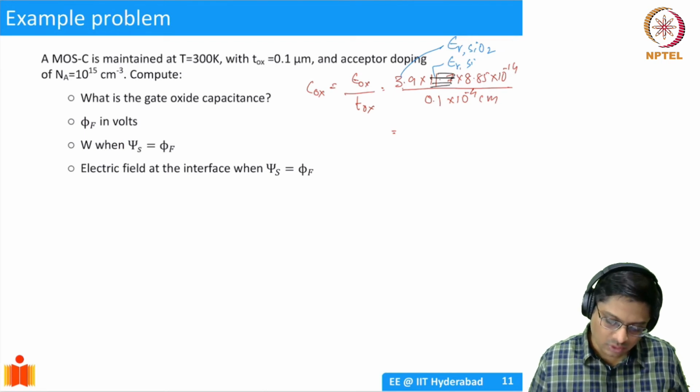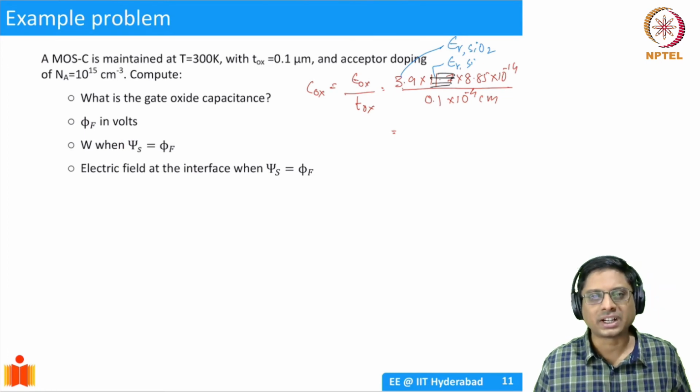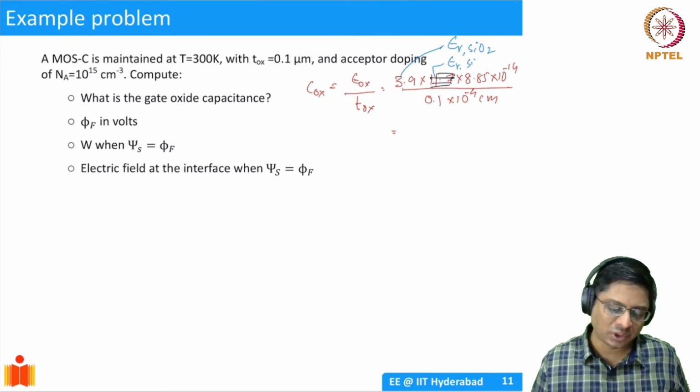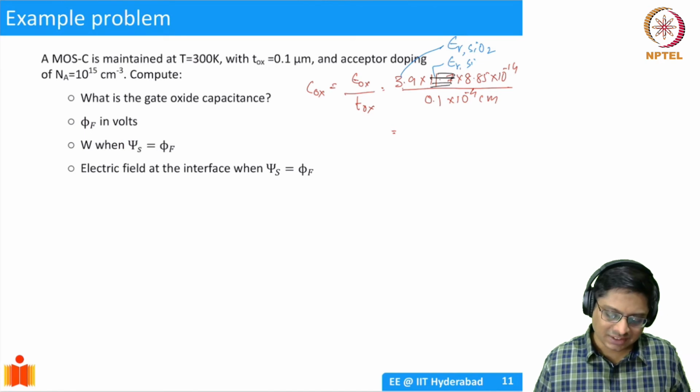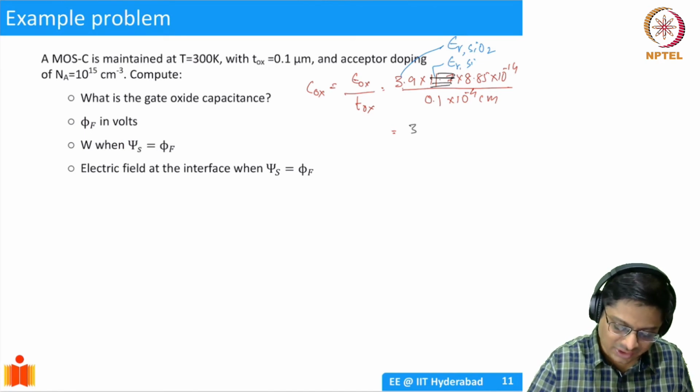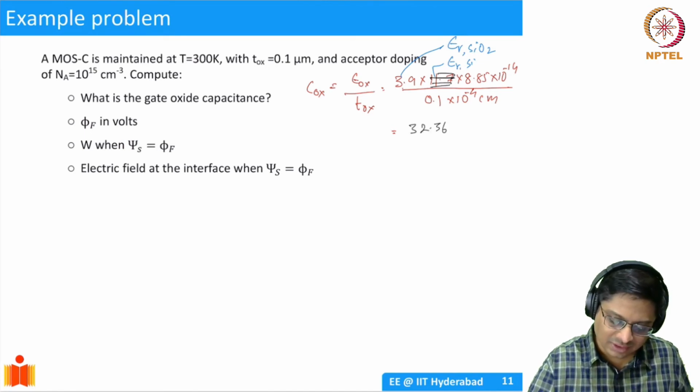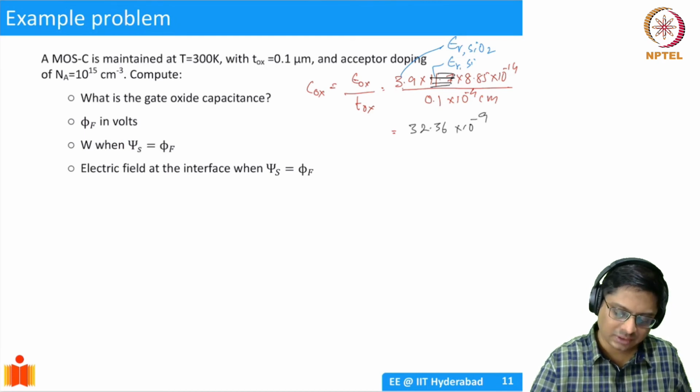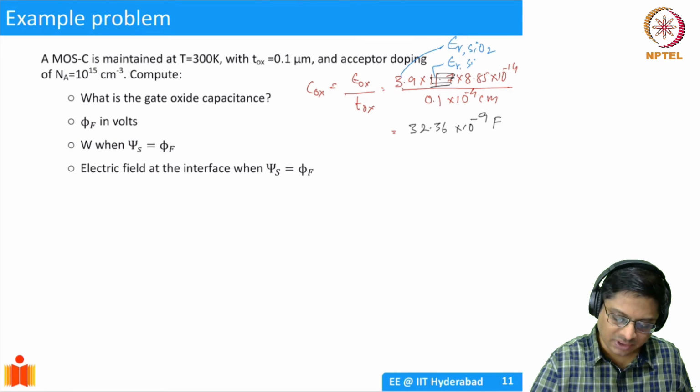So what is it going to be? 4 into 8 is 32, right? But it's 8.85. 4 into 9 is 36. It will be between 32 to 36. Sorry, 32 to 36 into 10 power minus 5. I'll take it, so 10 power minus 9 farad per centimeter square.